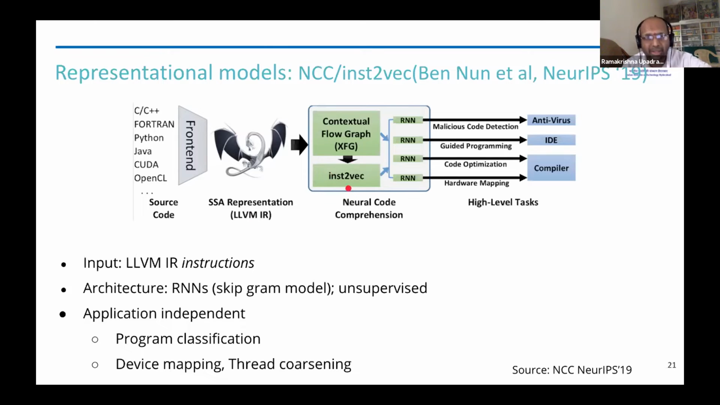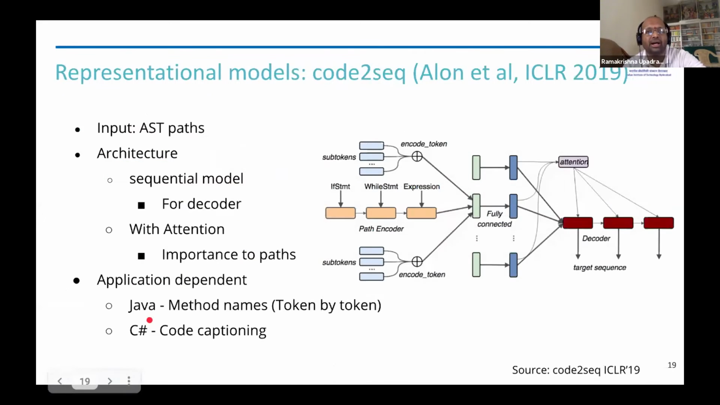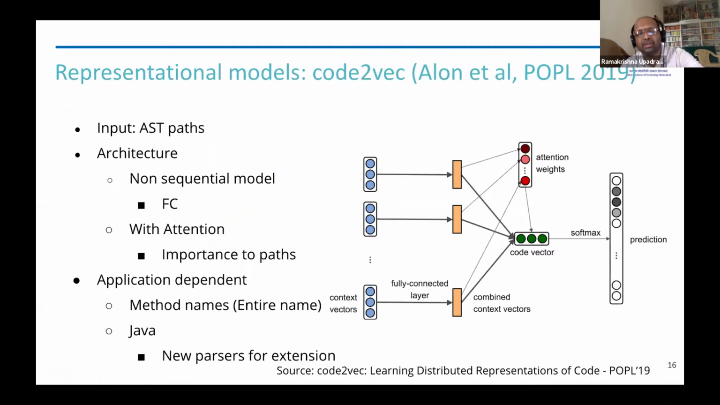In other papers, inst2vec and NCC are used interchangeably. They send it to a sequential RNN model, and they claim it can be used for various applications. The input is, as you can see, LLVM-IR instructions. The architecture is an RNN. In particular, they use the skipgram model with unsupervised learning, and very nicely, it's an application-independent encoding, while code2seq and code2vec are application-dependent encodings.